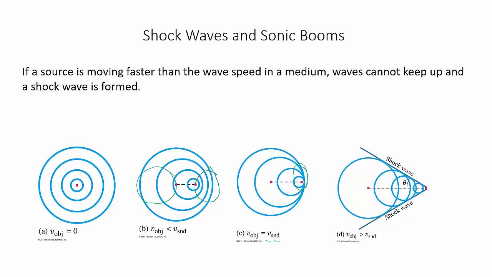As the object starts to travel faster than the speed of sound, the newly emitted waves end up in front of the waves that were produced previously, making this shock wave and the shock cone shown here in picture D. The angle of the shock wave is determined by how fast the object is moving relative to the speed of sound. This is what we talk about in terms of being at Mach 1 or Mach 2 or Mach 0.5 or things like that. And we'll come back to that a little bit later.